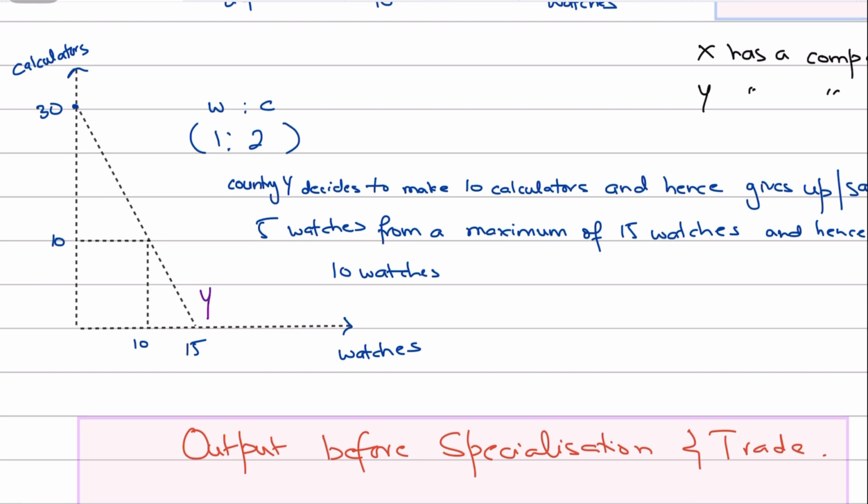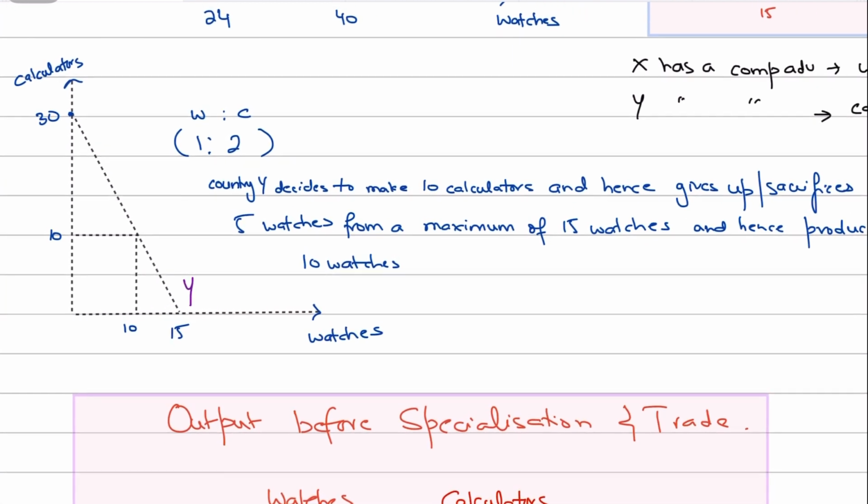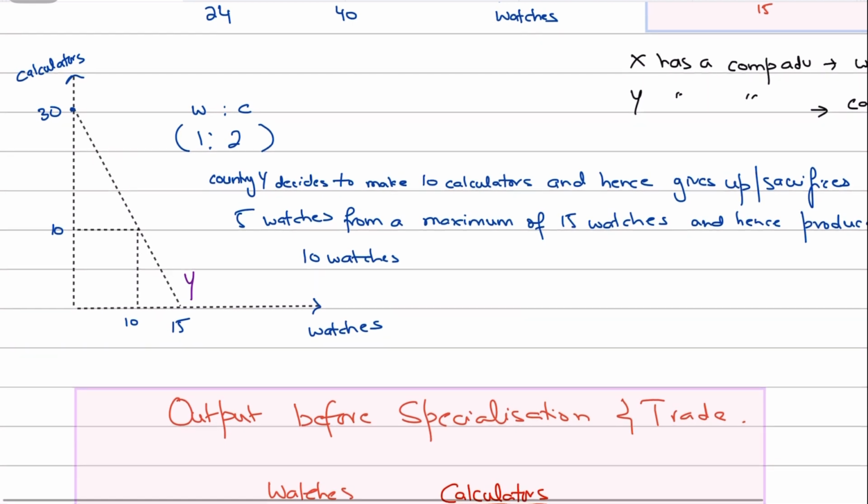10 calculators, 10 watches. And if you look at this triangle as well, this is also giving you the opportunity cost ratio. That is minus 20 calculators plus 10 calculators, 20 over 10, 2:1. Same thing, that for every 10 watches, the country sacrifices 20 calculators, which is a 2:1 simple ratio. It's telling the same thing, that for every one watch, you sacrifice two calculators, basically, right? So right now, country Y is making 10 watches and 10 calculators.